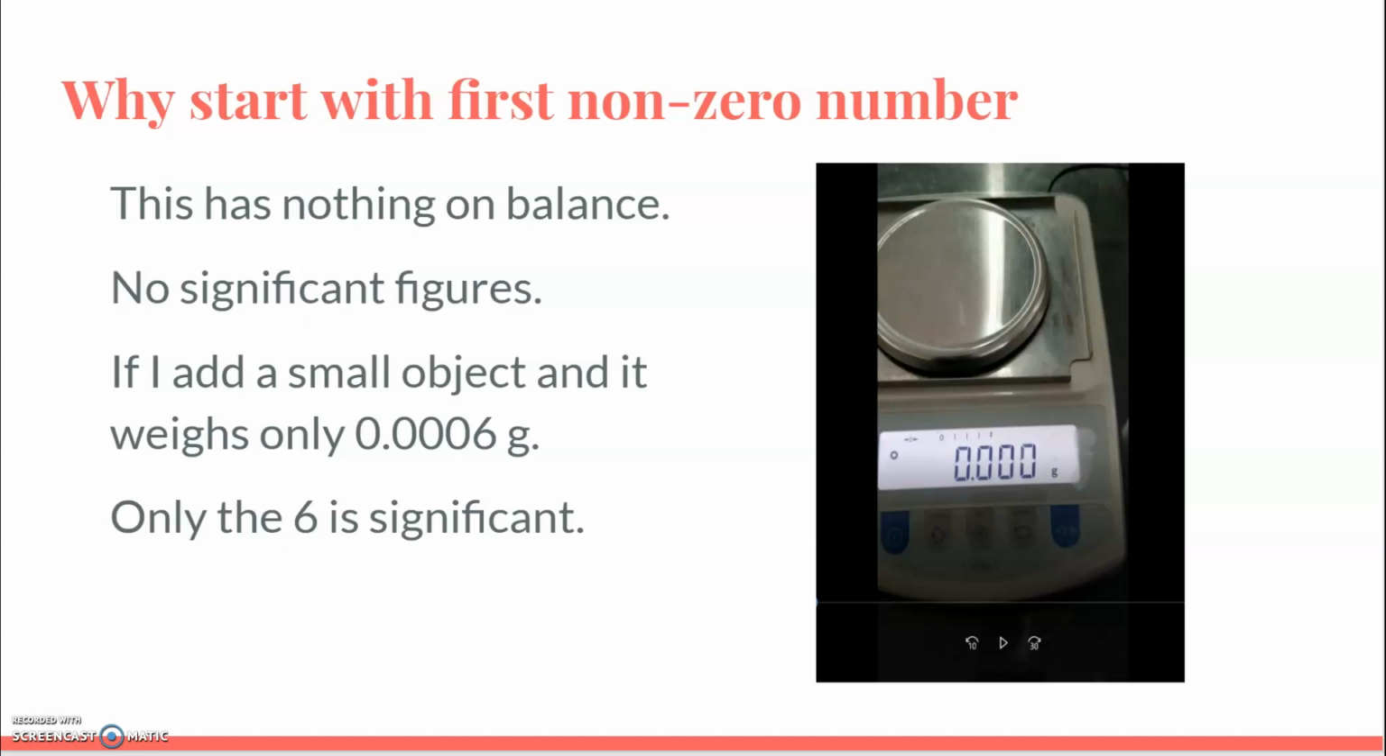Let's take a look at a picture of this balance right here. Right now, I have nothing on the balance. It reads 0.000. And you might think, wow, that's a lot of digits. Maybe that has 4 significant figures. No, right now there is nothing on the balance. There are no significant figures. There's nothing there. So if I add a small speck and the balance changes to 0.0006, that 6 is the first significant figure on that balance. So we always start with the first non-zero number.